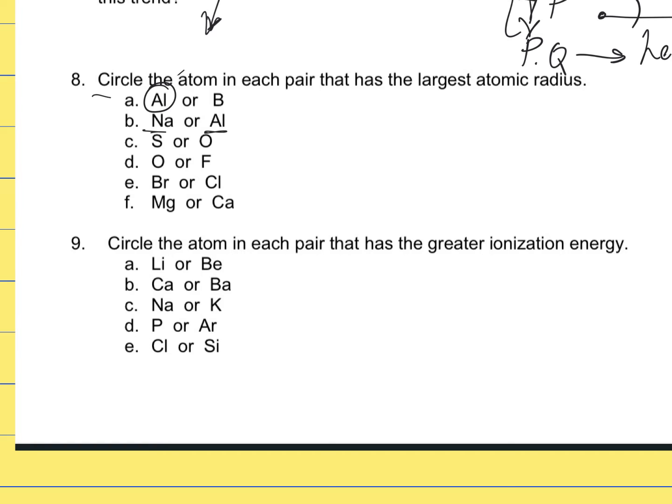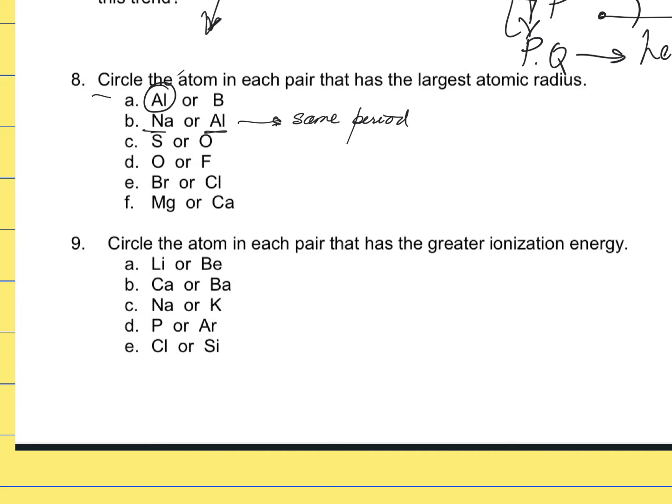Sodium and aluminum. Okay, sodium and aluminum are in the same period. Over here you have the same period. You know that when you move from left to right in the same period, the atomic radius is going to decrease.